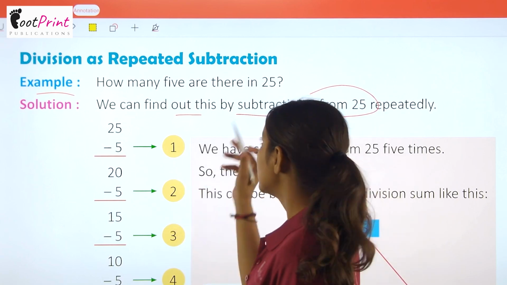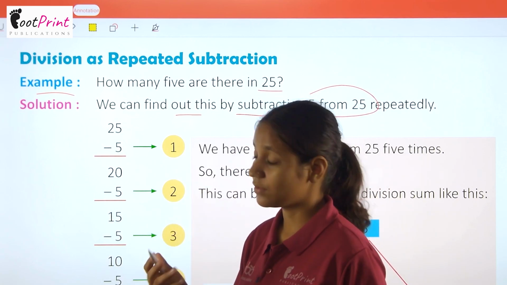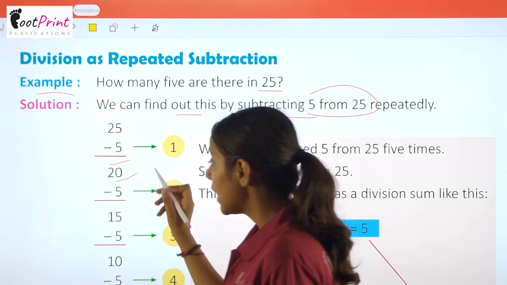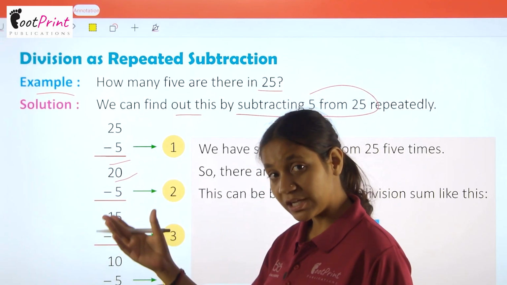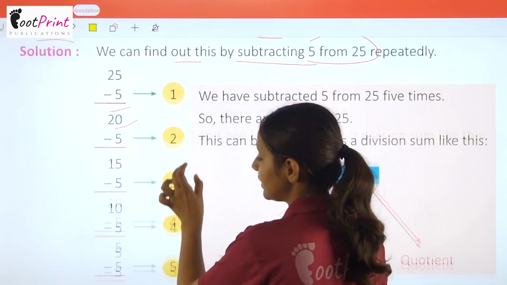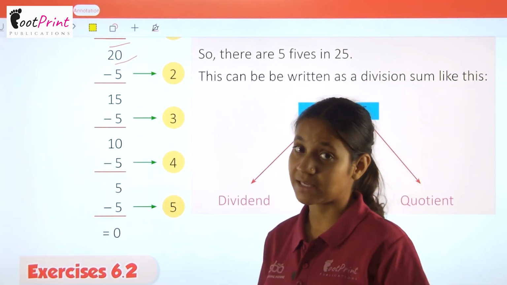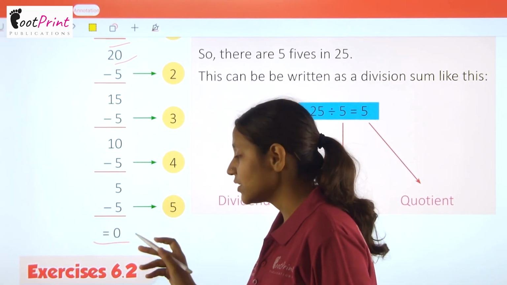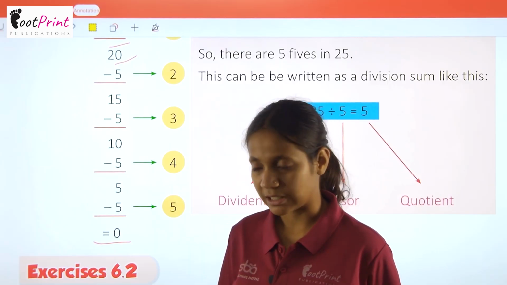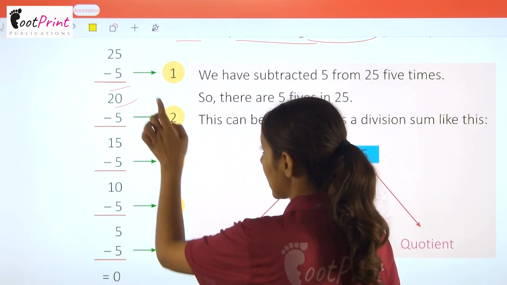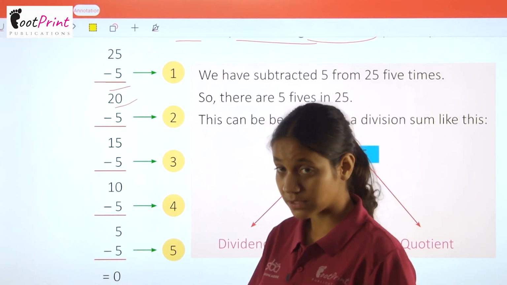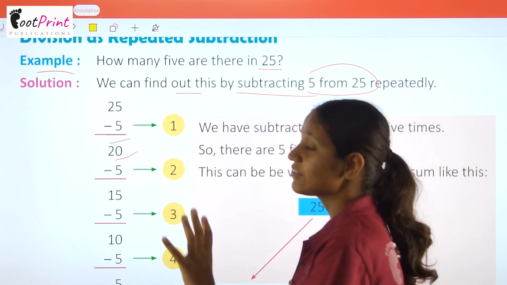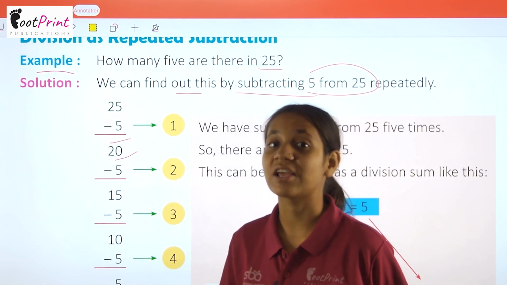Okay, so 25 minus 5, that is 20. Okay, now 20 minus 5 is 15. Now 15 minus 5 is 10. 10 minus 5 is 5 and 5 minus 5 is 0. After 0 हमें कोई calculation नहीं करनी है. So now let's count 1 time, second time, third time, fourth time and 5 times. So we did here 5 time repeated subtraction of 5 from 25.